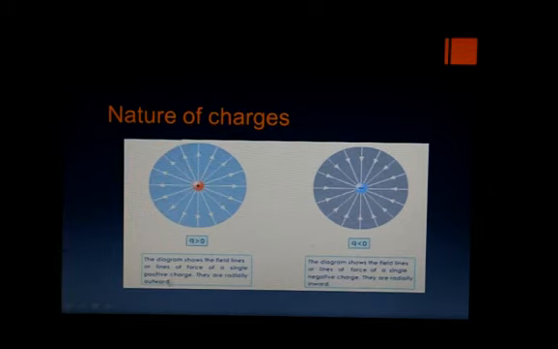They are radially outward. When we come to a unit negative charge, you can see here when Q is less than 0, it is a negative charge. Then the diagram shows the field lines or lines of force of a single negative charge. They are radially inward. Here the direction of the field is opposite. Here it is radially outward, and here it is radially inward.